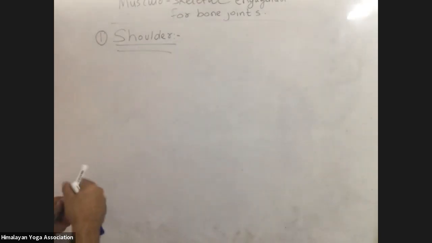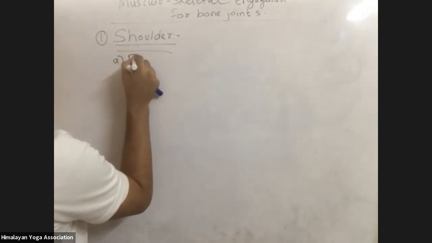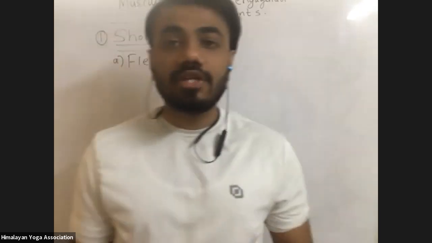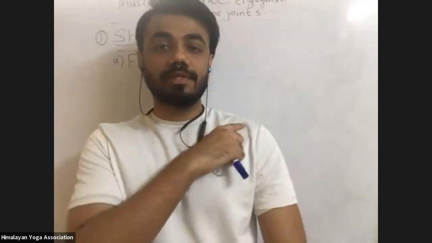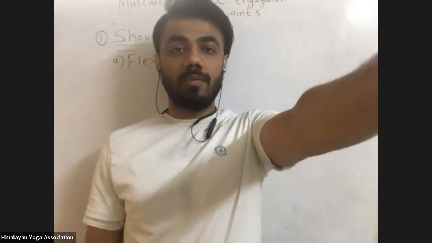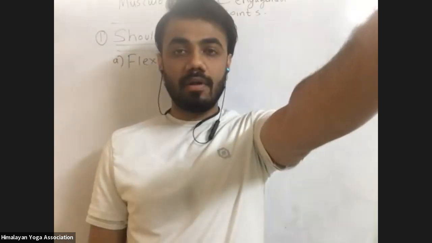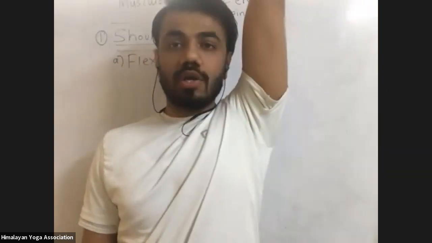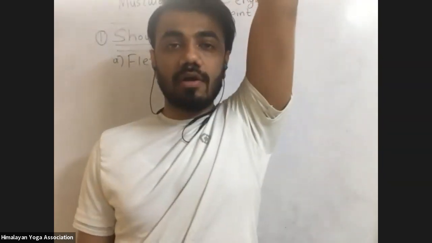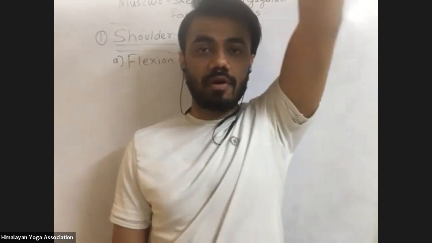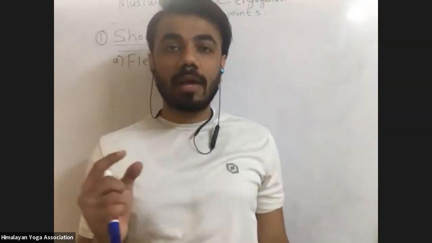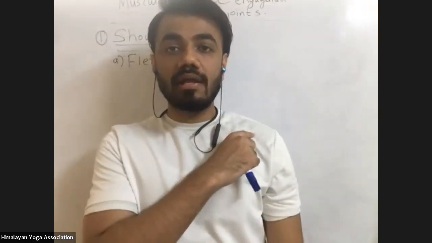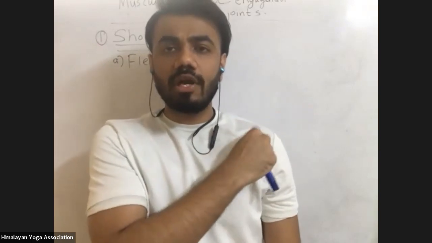So we'll write here flexion. Then what is the flexion movement of our shoulder joint? When we bring our arm straight up in front, this is flexion of the shoulder, raising the arm in front. Then which muscles get engaged? We have the anterior deltoid, our shoulder muscle, the front one.